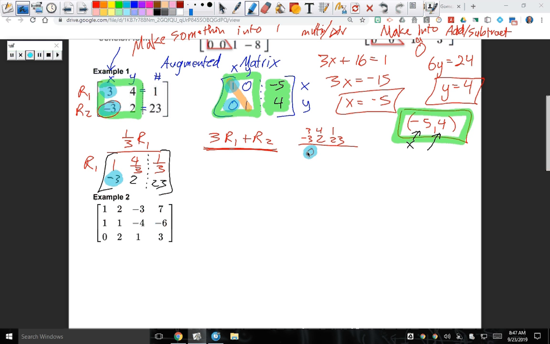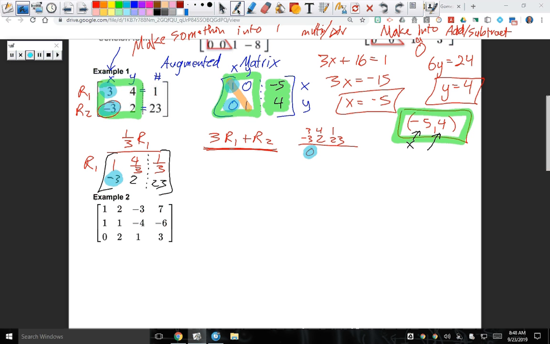Yes? Why do you have to do that? Okay, my goal is to get these zeros surrounding this diagonal of 1. But wouldn't that eliminate? The one's not there. Okay, so let's keep going with this, okay?